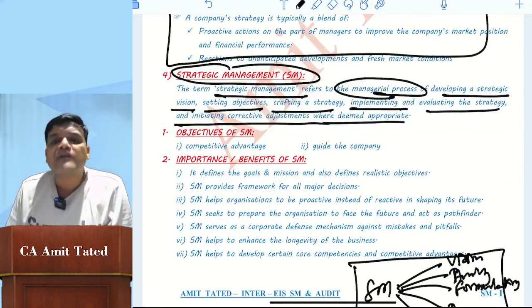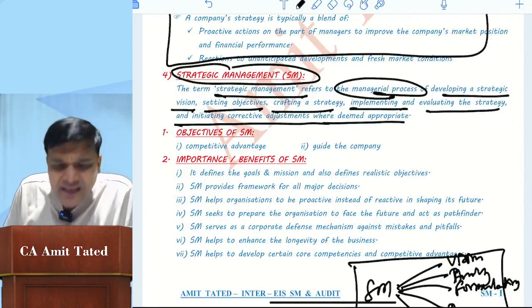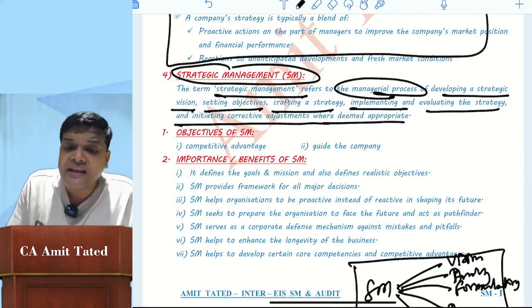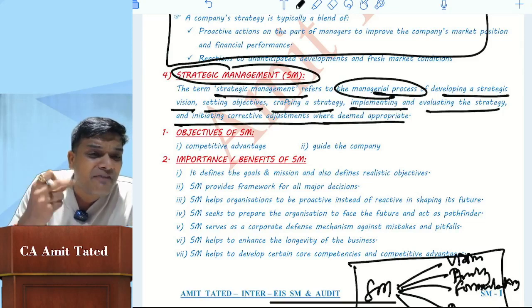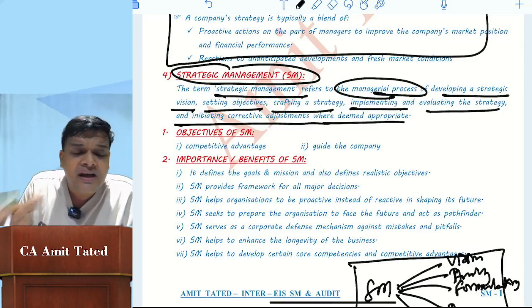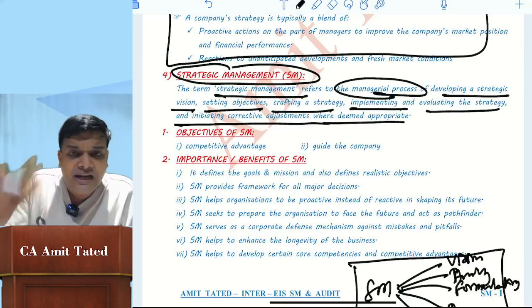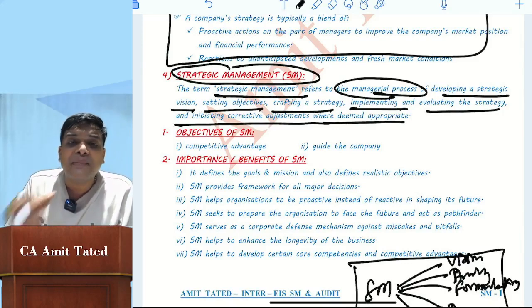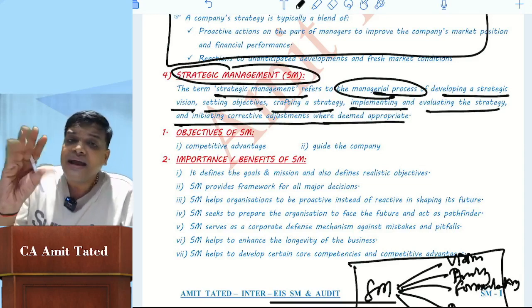Now coming back to the concept of strategic management. Strategic management means what? If I say Amit Tated is having strategic management, what comes to mind? Everybody, you should respond at your end. I don't require your voice, but you should respond at your end. If I say Amit Tated is having strategic management, it means Amit Tated is having a process. The process involves how many things? It involves 5 things, Malik.